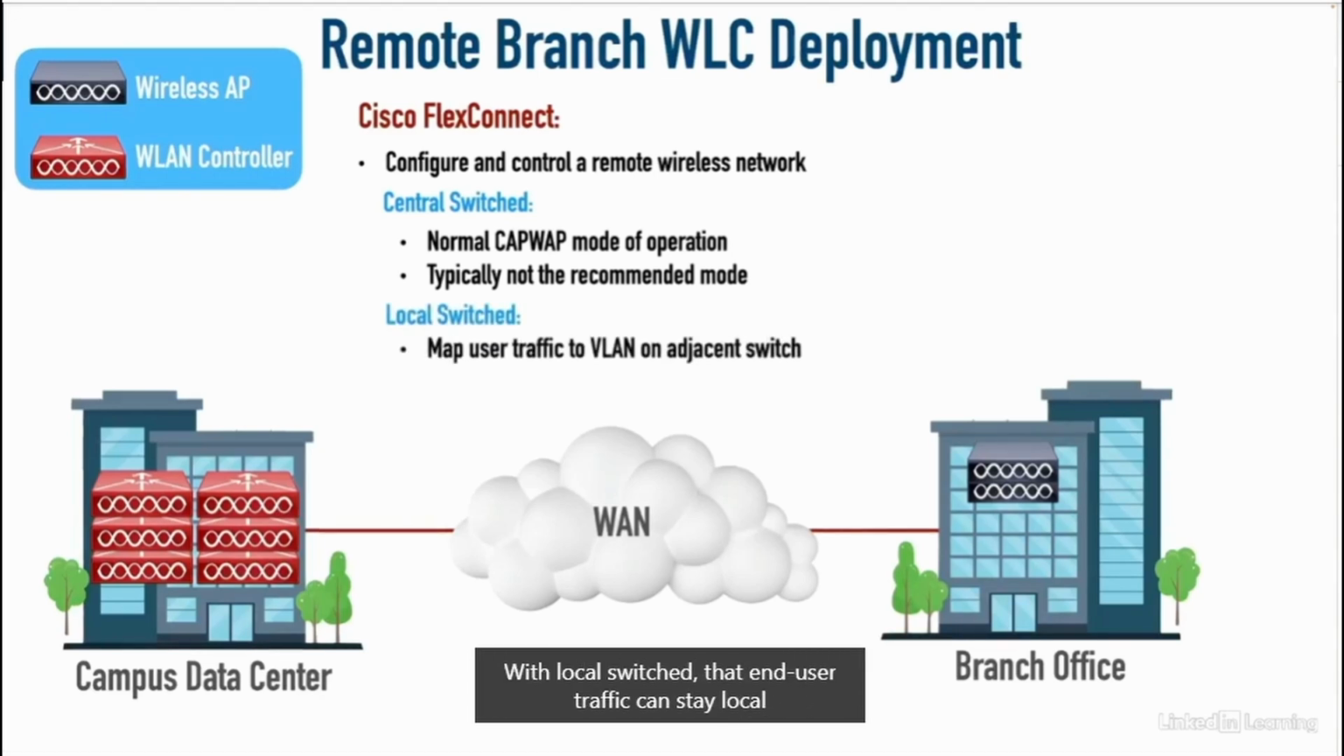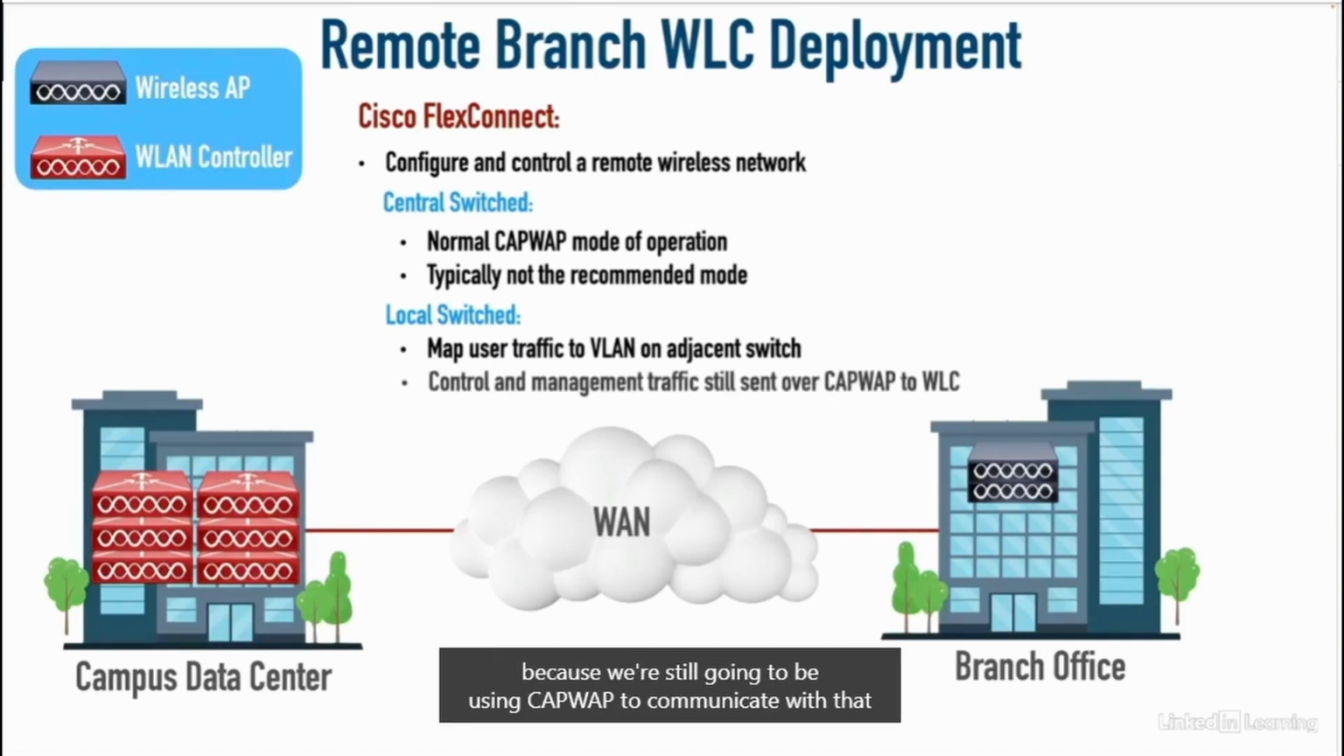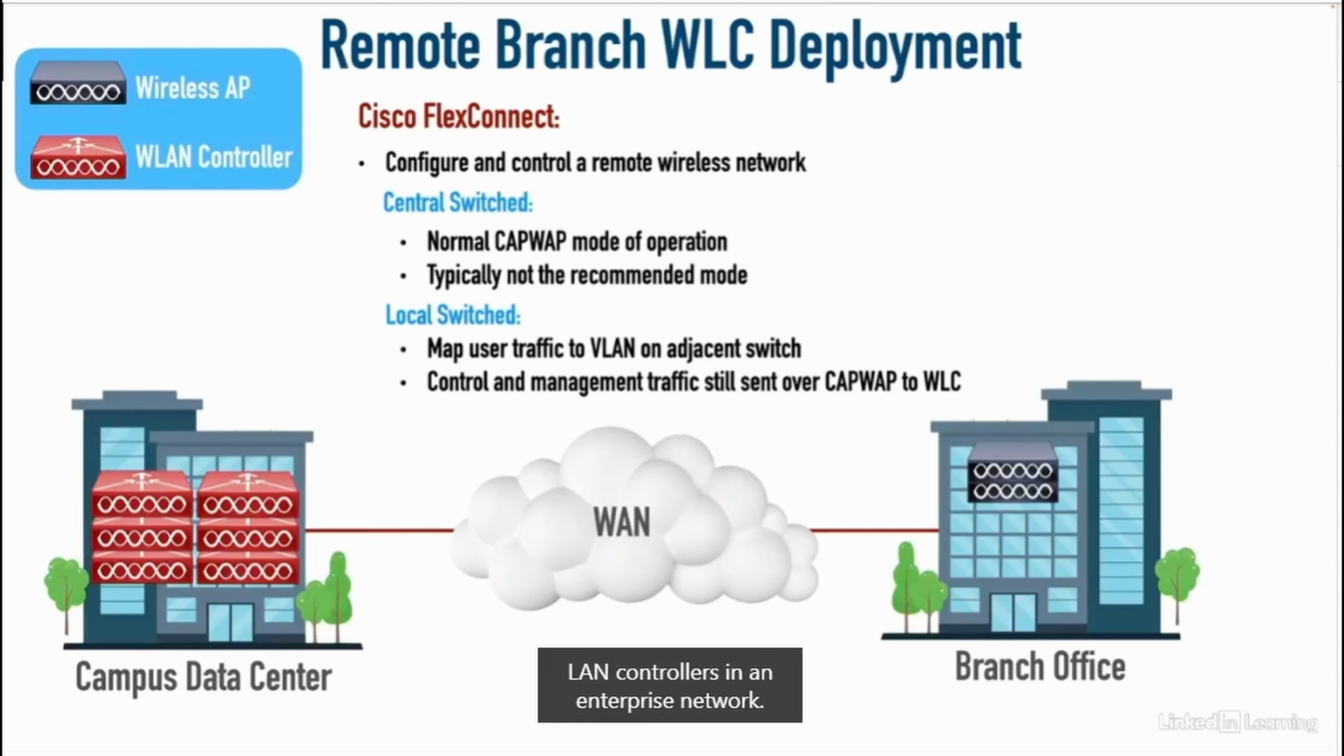With local switched, that end user traffic can stay local to the branch office, and the access points will be intelligent enough to properly forward that end user traffic. And I emphasize that this is end user traffic that's staying local because we're still going to be using CAPWAP to communicate with that centralized repository of wireless LAN controllers back at the data center. So we are going to be going over the WAN, but just for control and management traffic. And that's a look at a few deployment options for wireless LAN controllers in an enterprise network.